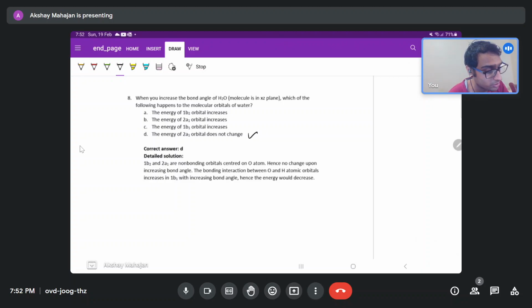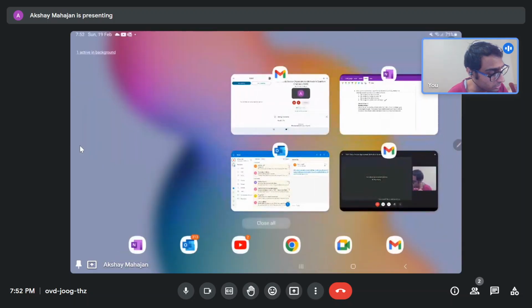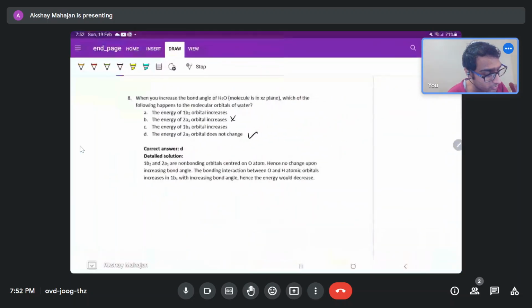The energy of 2a1 doesn't change. So if 2a1 increases, that will be wrong, or if 1b2 increases, that will also be wrong. And 1b1 increases is wrong, because actually 1b1 decreases, since your interaction energy is increasing with the bond angle.